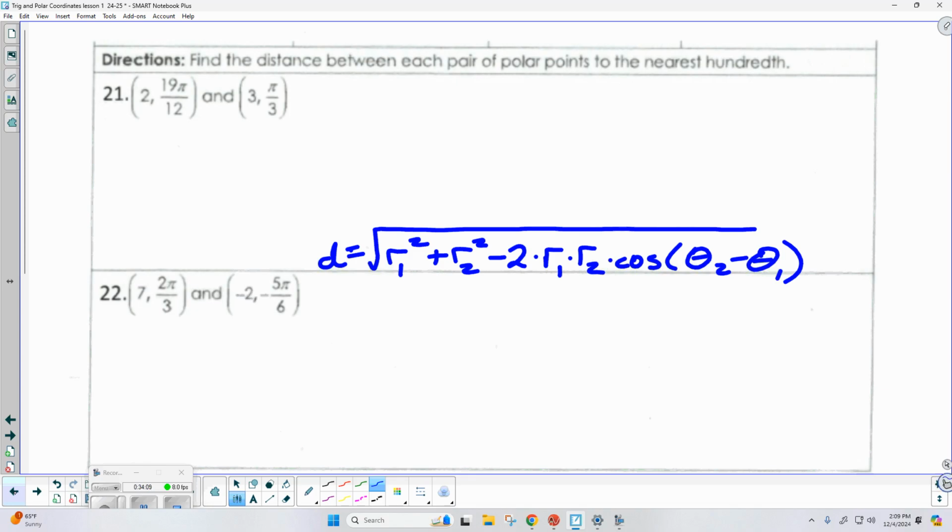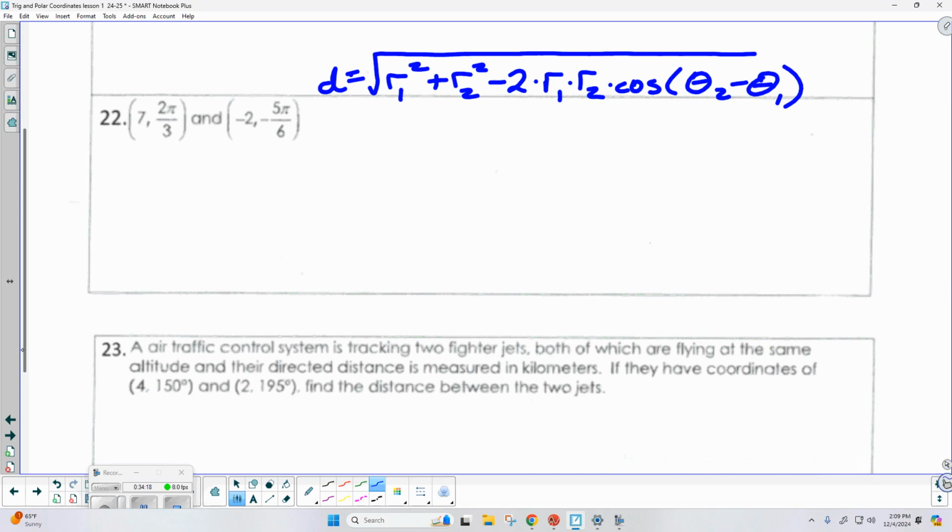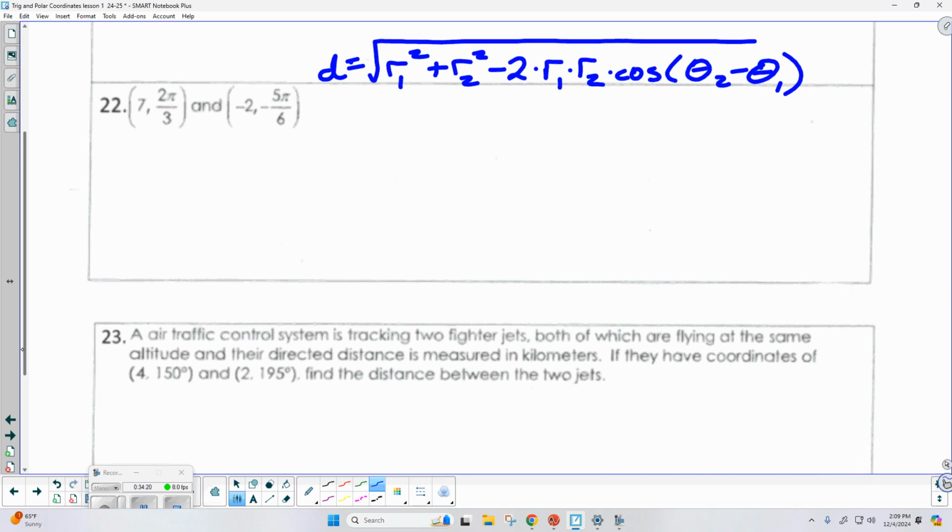Now, this formula will work with either radians or degrees. It actually does not matter. I would encourage you to work with the radians. We want to keep the calculator in radian mode, and we got radians here. So really the only thing we have to do first is just figure out what the difference is. So which one would you like me to start with? The 2/3 pi or the -5/6 pi? Which one do you want to go first?